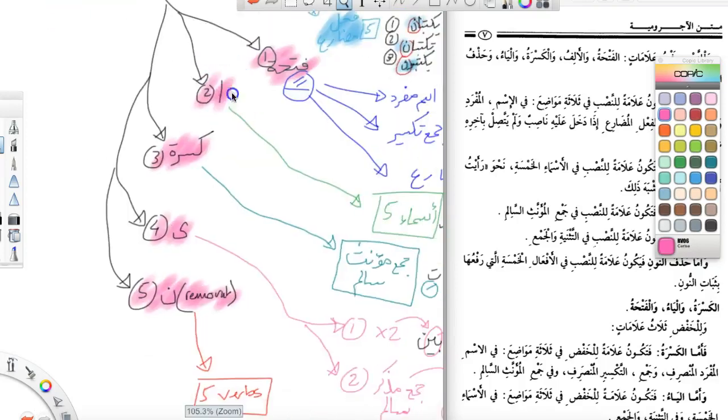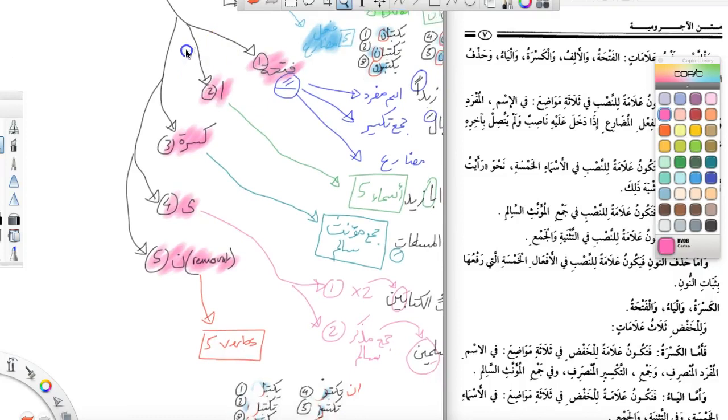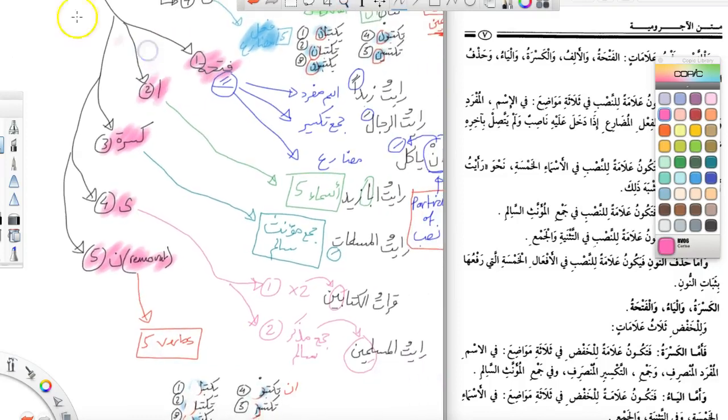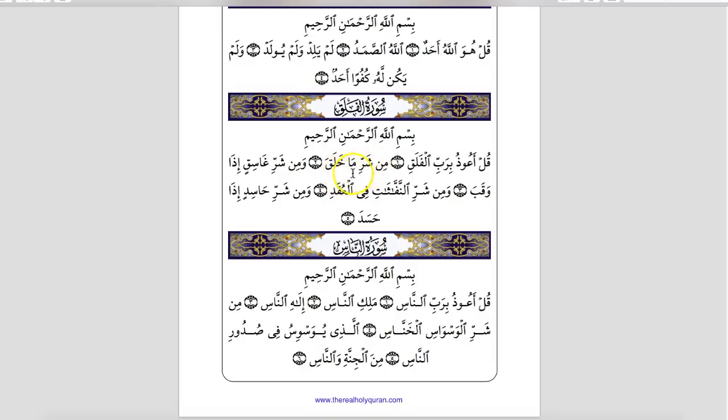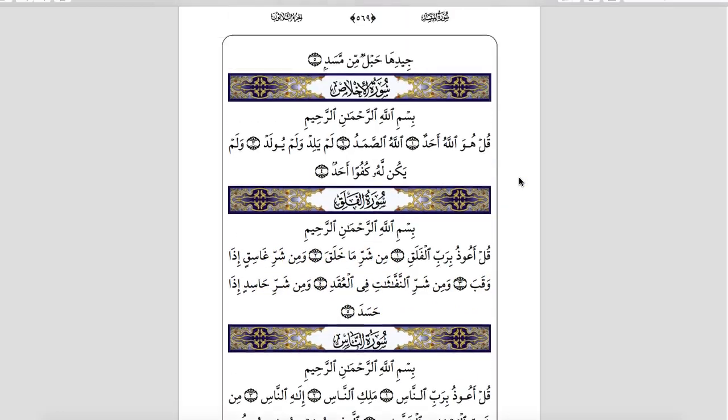Now let's have a look in the Quran, see if we can. Okay, in this surah: من شر غاسق إذا وقب من شر النفاثات. No nasabs here as well. Alright, so let's move on.